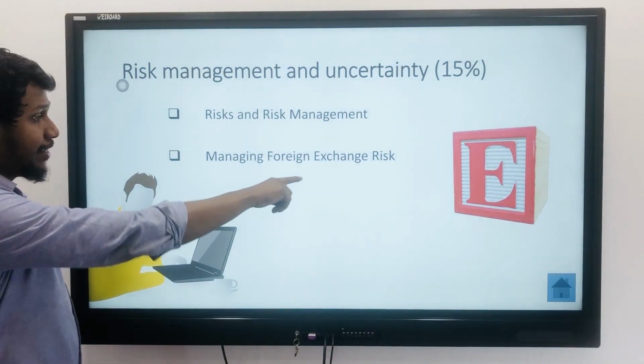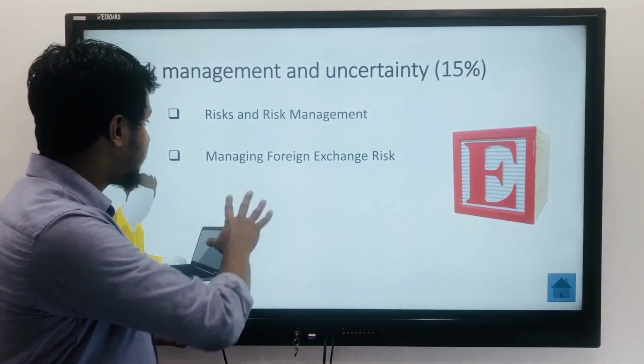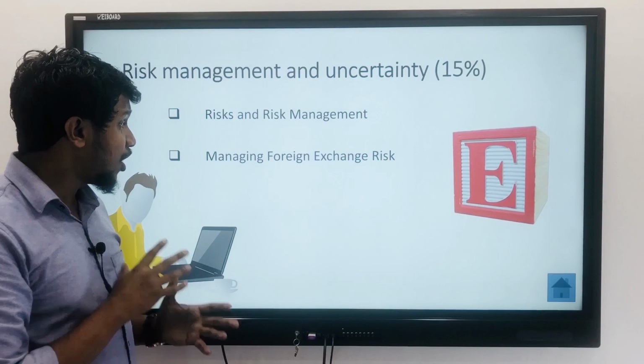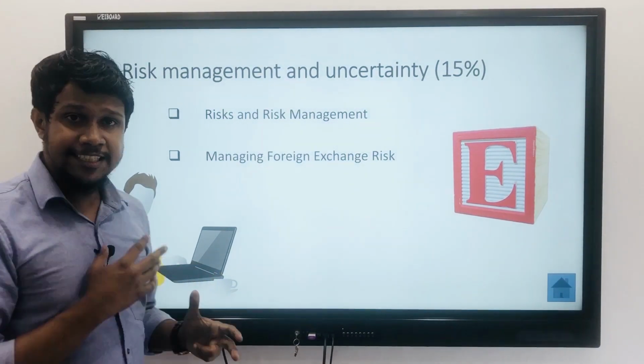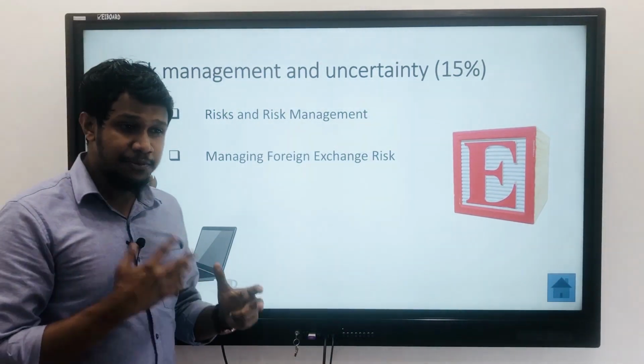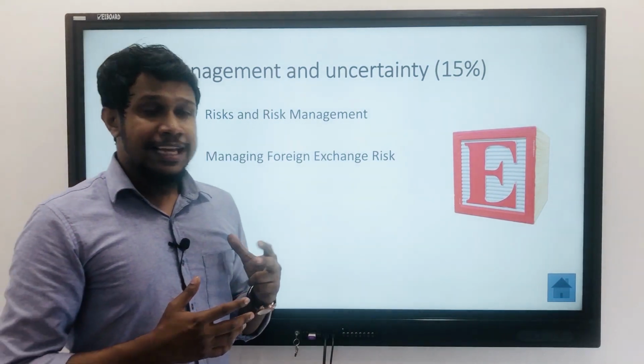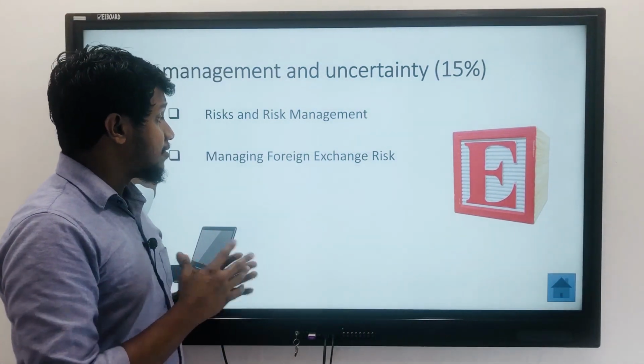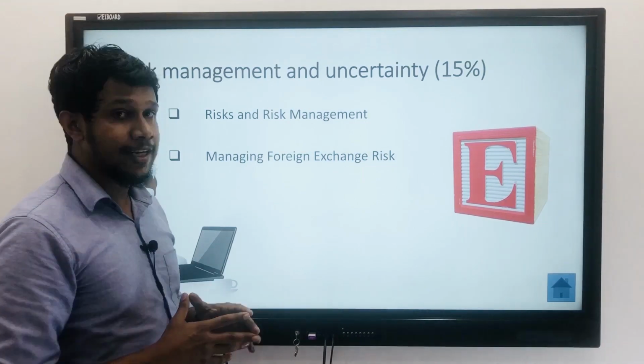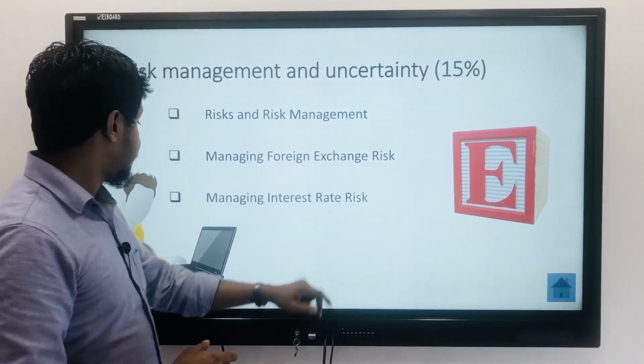Managing foreign exchange risk. This is also a very interesting area: how we are going to manage our foreign exchange risk. What possible strategies can we use, such as hedging and swaps? Those kinds of things we are going to discuss under this particular area, right?